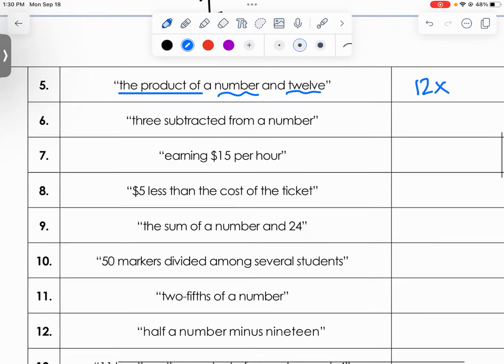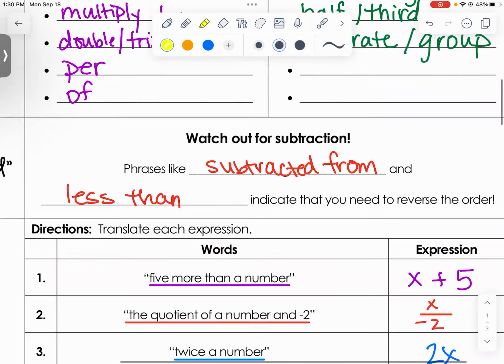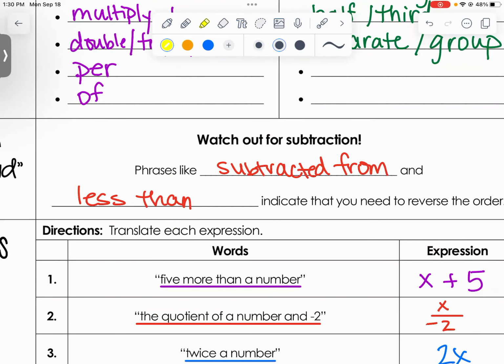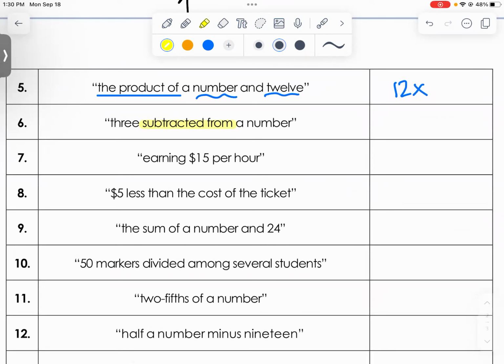All right, now here's where we have to be careful. 3 subtracted from a number. Will you turn back to page 1? Is subtracted from one of our turnaround phrases? Look in the middle of page 1. Subtracted from is one of our turnaround phrases. It's in reverse order. So when we come down here, 3 subtracted from a number, it's giving it to us in reverse order. This needs to be x minus 3.